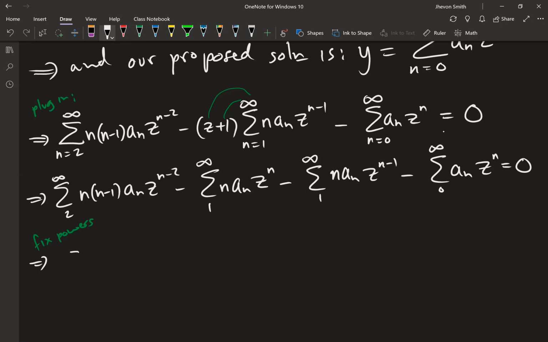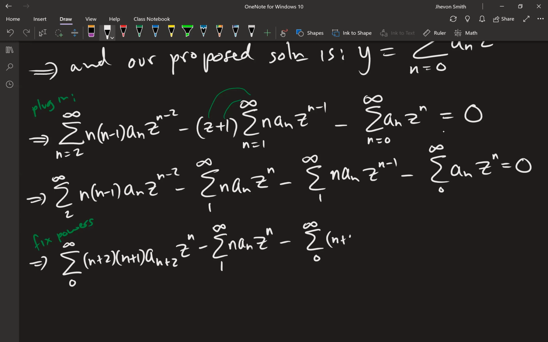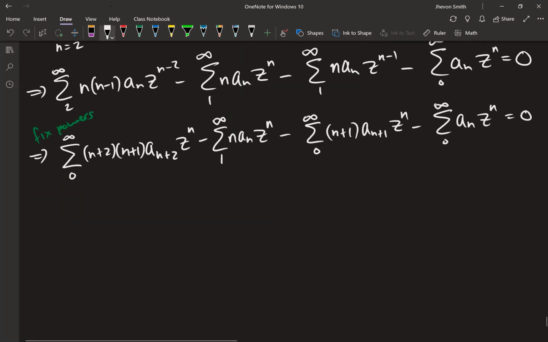For my first series, I can shift all n's to n plus 2's. That will make this start at 0. That one is actually fine. Here I'm going to shift all n's to n plus 1's. And this one is fine. Notice here, I can bump this back down to 0 at will because it's not going to change anything. Can start from n equals 0 without consequence. Because if I start from n equals 0 and plug in n equals 0, I would just get 0 in the first term because of this guy right here.